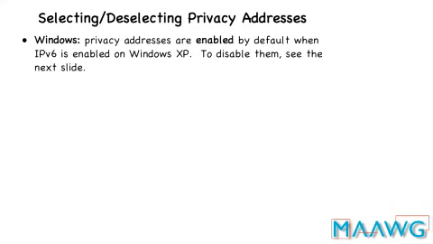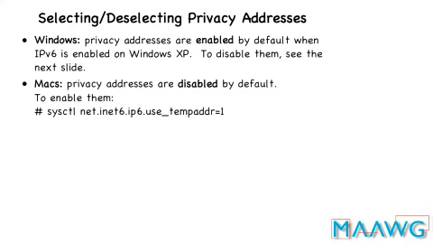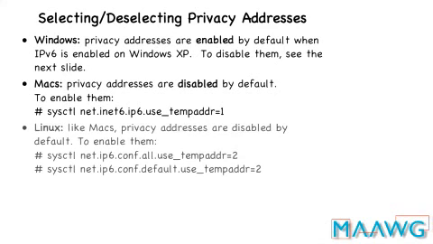Users can enable or deselect privacy addressing. On Windows, it's enabled by default. Thank you, Microsoft. From an abuse point of view, it makes it a lot harder to track those sorts of botted machines. On the Macs, the opposite is true. They're disabled by default, but people can enable them. Linux is like the Macs. Again, you can enable or disable them.